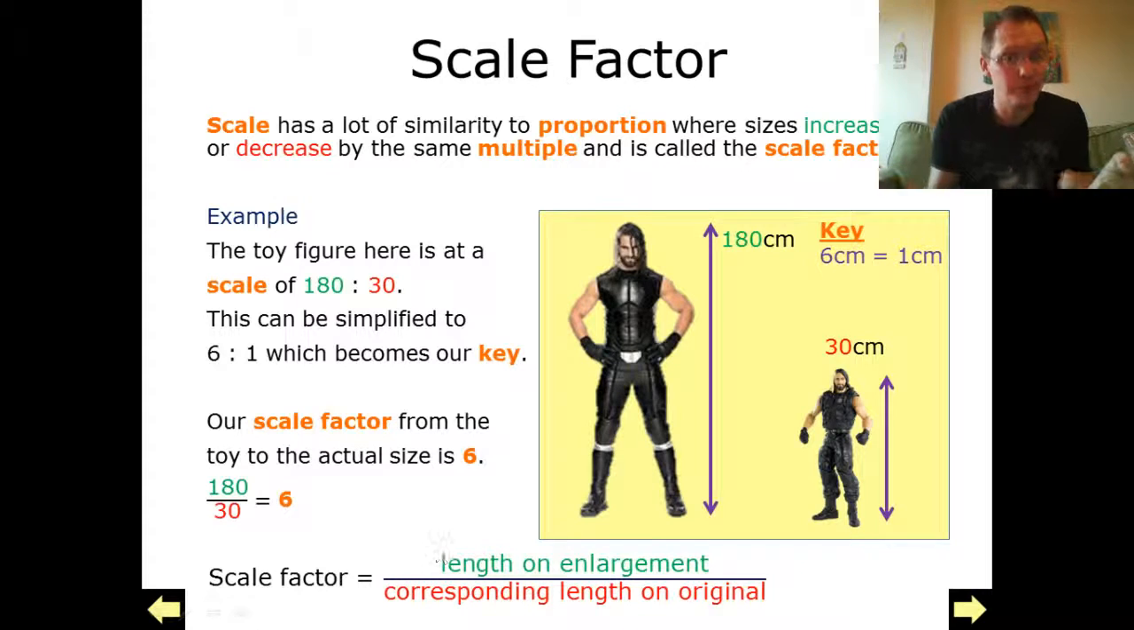6 is the multiple. To go from this smaller shape to this shape, I'm going to multiply all of the dimensions by 6, and that'll give me all the dimensions on this shape. But if I wanted to go from this shape to this shape, I'm going to divide all of my dimensions by 6 to give me all the dimensions of the smaller shape.